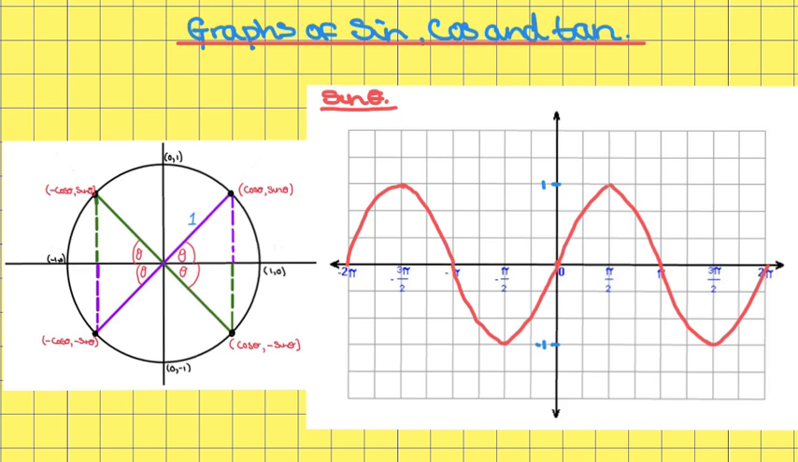The sine curve is a periodic function. What we mean by a periodic function is that it just keeps repeating itself, and its period, as you can see, we'll take this period here, is 360 degrees, or 2 pi. So it repeats itself every 360 degrees, or 2 pi.